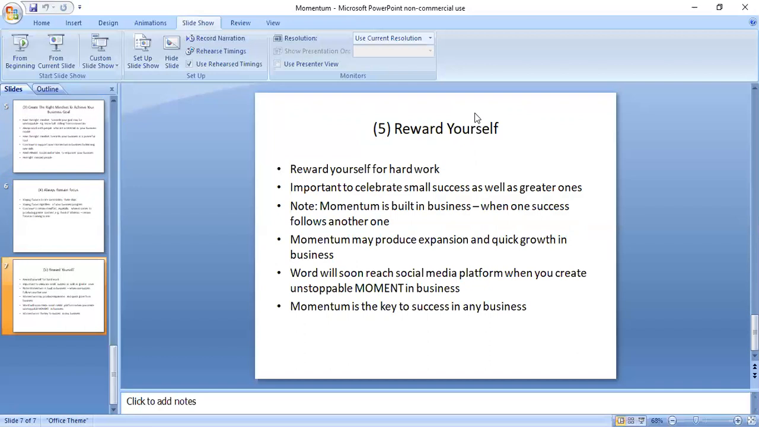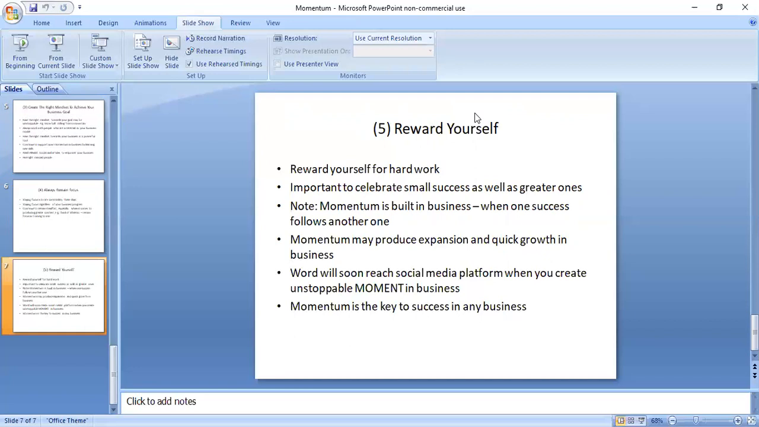Now, so many of us may believe that it's foolishness to reward ourselves. We should only keep on working, working, working. But that should not be the case. We should reward ourselves, regardless of how small an issue it may be. Give ourselves a little pat on the back for whatever is accomplished within a certain time frame.